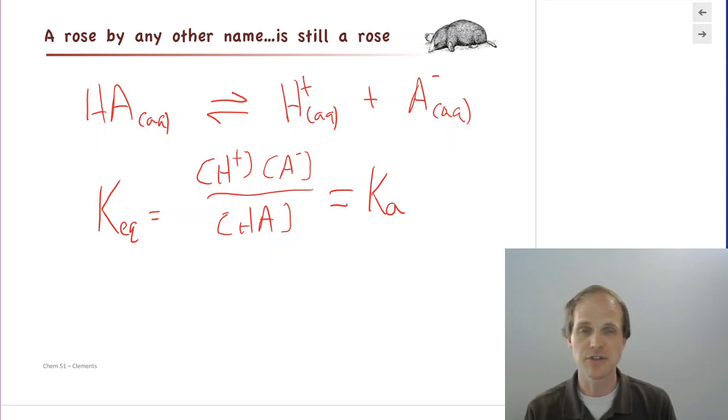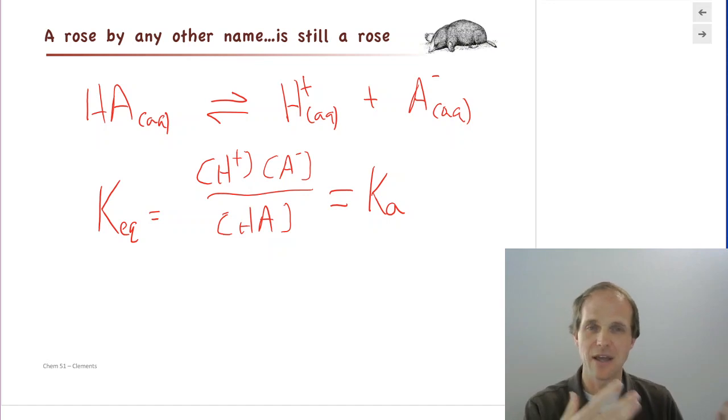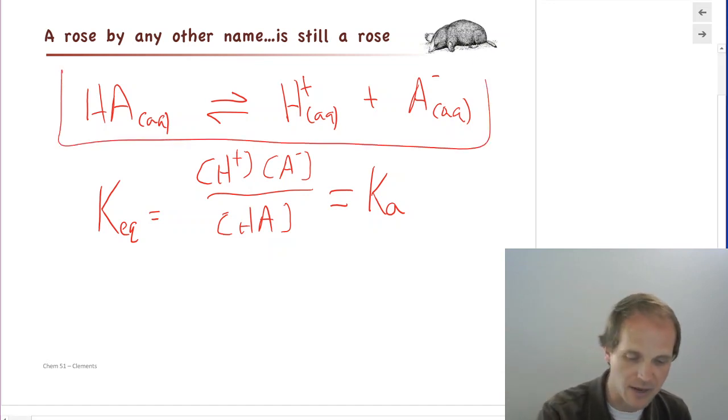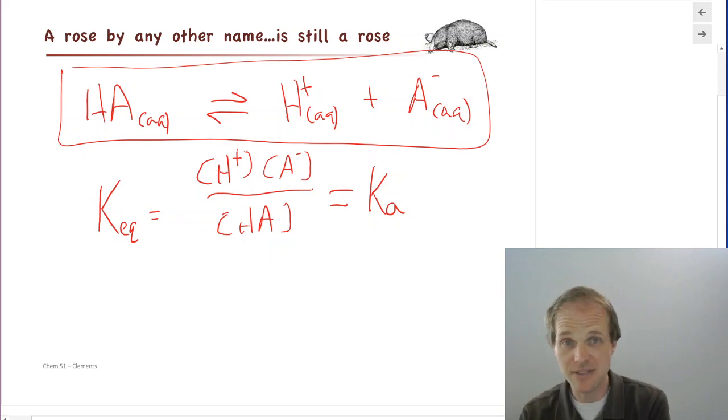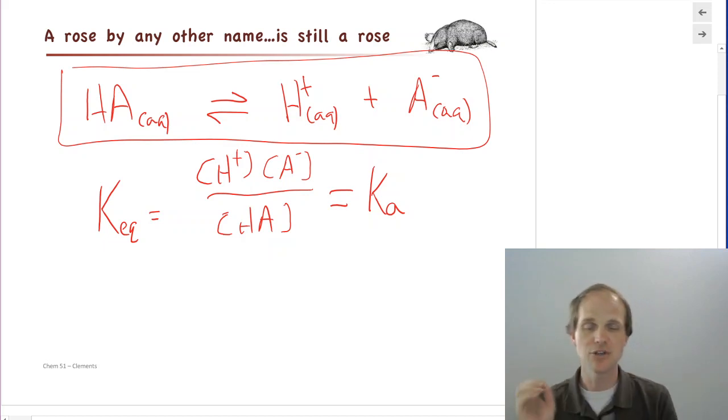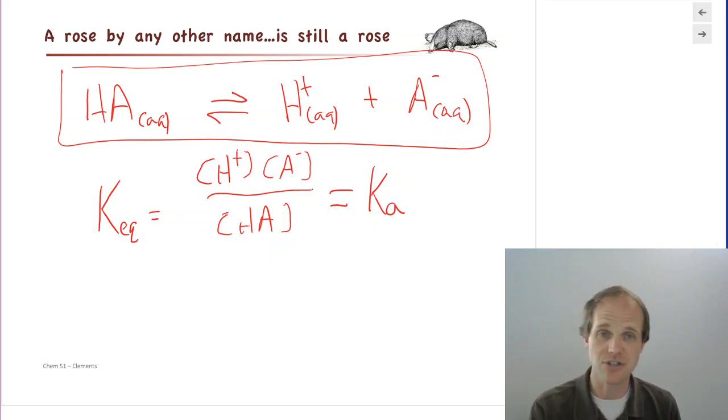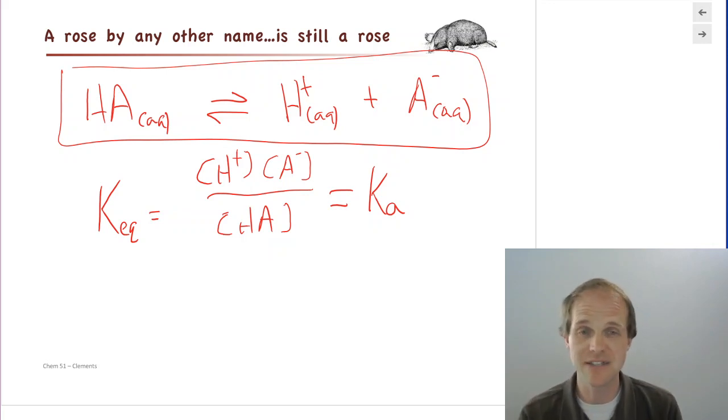It's the exact same expression. There's no difference. So why do we have this separate name for it? Is it just so that we can have all these letters to confuse you? No, it's actually to guide you. When you see a Ka, you know that you're talking about a reaction where HA falls apart into H plus and A minus. So you immediately know the equilibrium reaction you're talking about without someone having to tell you that.